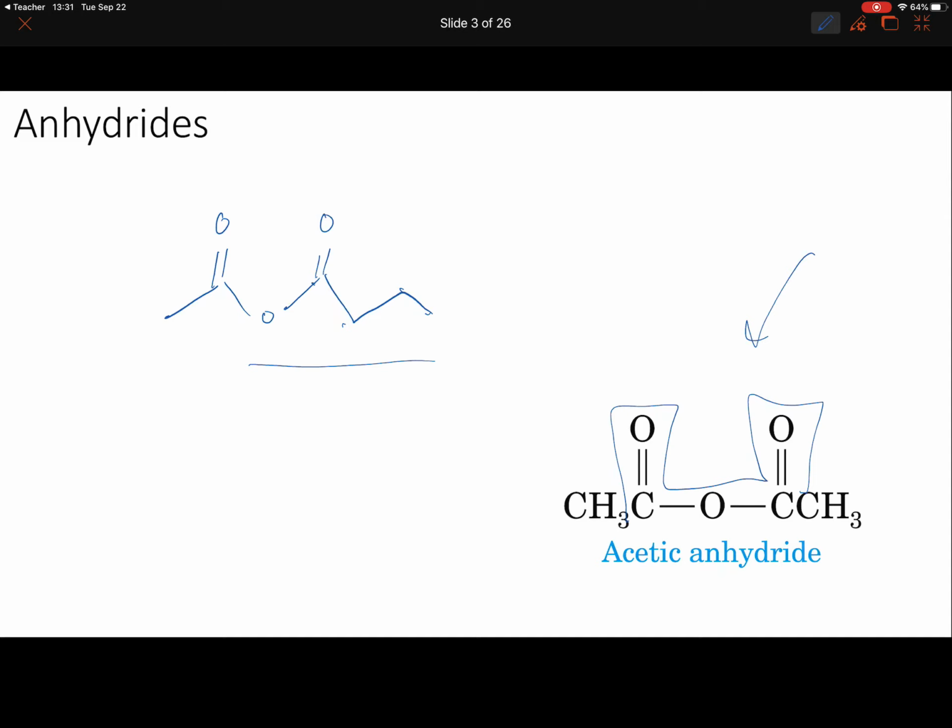Of course, this would probably be butanoic anhydride. I don't even know how to name an anhydride that has an unsymmetrical side. That's not something that's typical that you learn how to name, so don't worry about it. But that's where these names come from. If you were to hear acetic anhydride or formic anhydride, you could then sort of picture it.